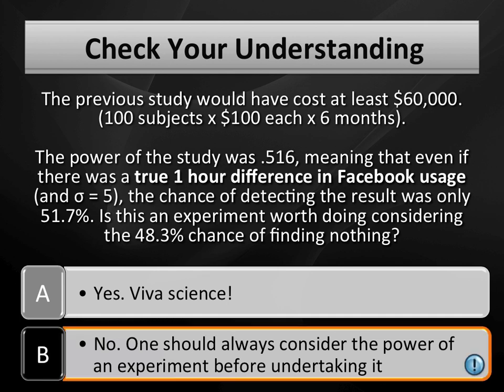I don't think I need to give you much time. Hopefully you say no. One should always consider the power of an experiment before undertaking it. That is, we should always think about what the chance is that we could actually find a difference we're looking for. A 1 hour difference is just not that much in a population mean, right? Especially if sigma, the standard deviation in the population, is 5. That's not that big of a difference relative to how spread out people are in general. Right? So this study probably was not worth doing.